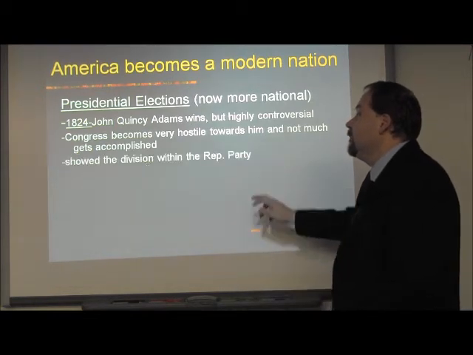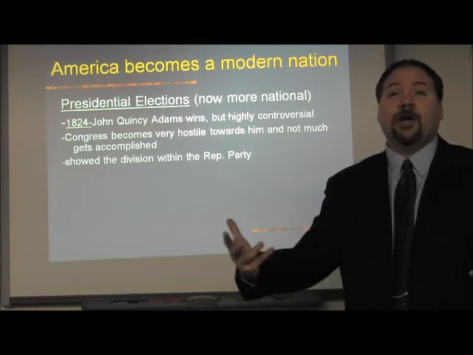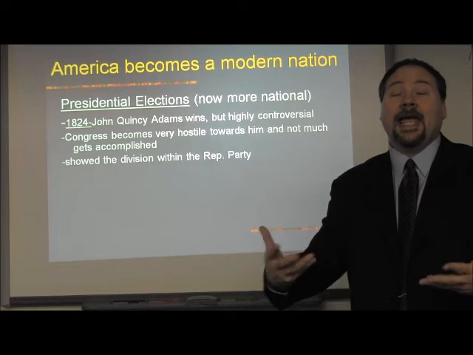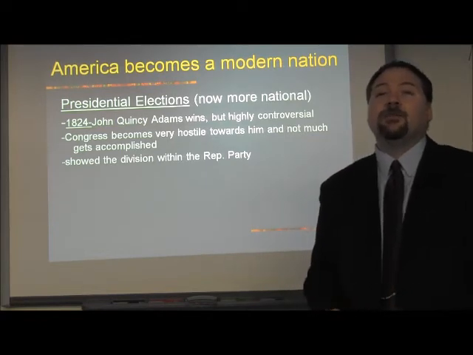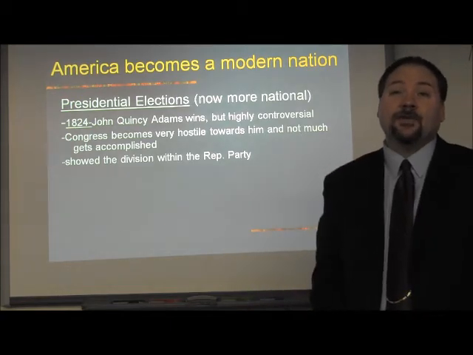This ultimately is what splits the party into two that I mentioned earlier. So we kind of end that Era of Good Feelings. It splits here because a lot of people think Jackson should be the president, and of course some people are loyal to John Quincy Adams as well.